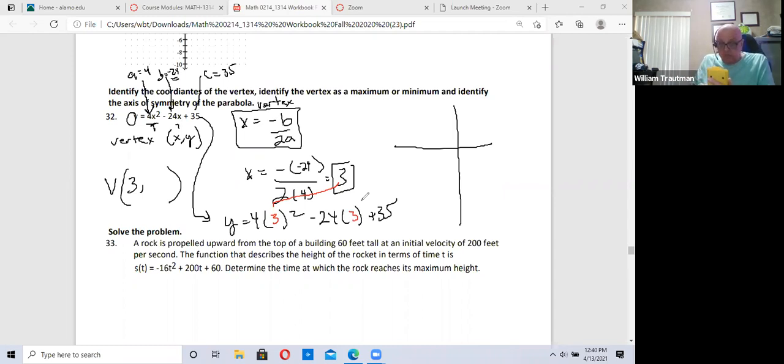4 parentheses 3 squared minus 24 parentheses 3 plus 35. And I get -1 when I do this. That's the y, -1. So this is my vertex, 3, -1: x, 3, y, -1 right here.